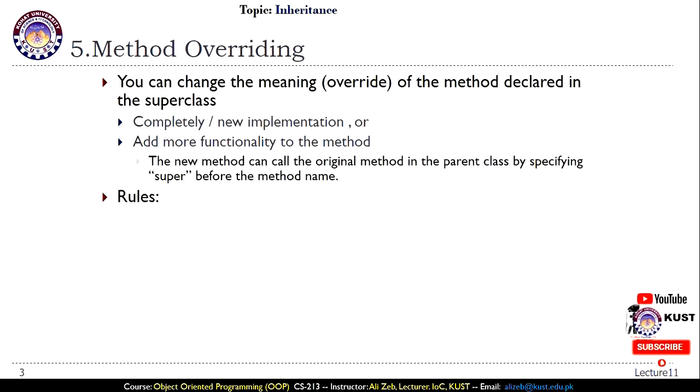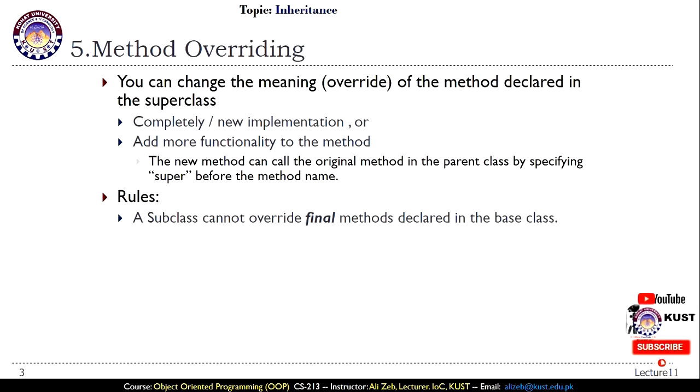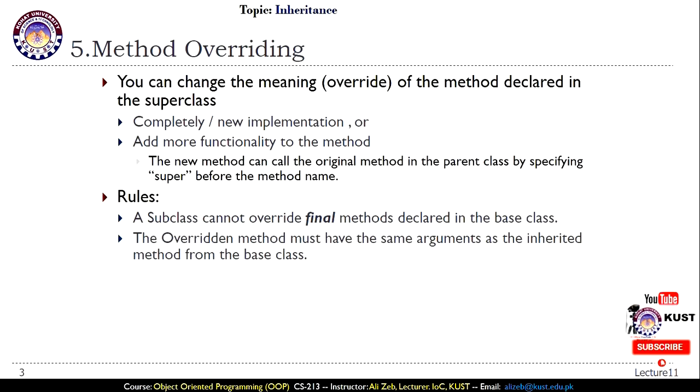There are some rules that we need to remember whenever we are trying to override a method from the superclass. Some of the main details are that we cannot override a final method. So if a method has been declared as final in the superclass, that method cannot be overridden in the subclass, and the overriding method must have the same arguments as the inherited method from the base class.